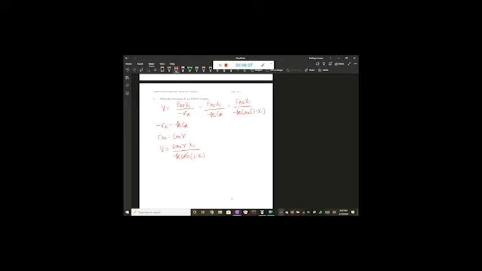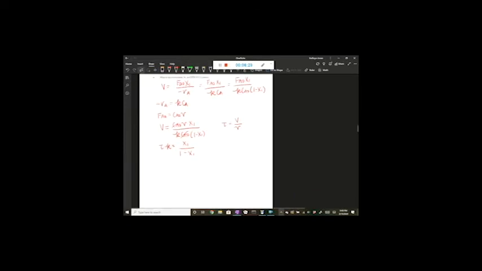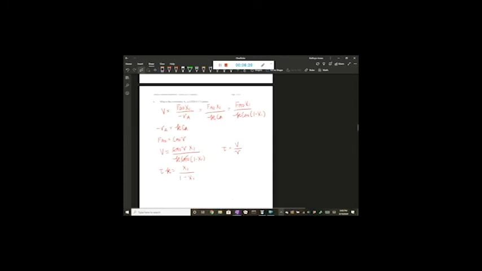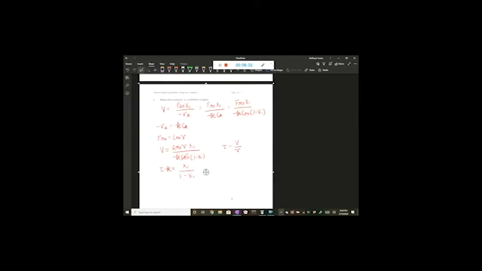Now since we are given the residence time, tau, we're going to want to plug in for that. So tau is going to be equal to volume divided by volumetric flow rate, and doing some fun little arranging, we get tau K is equal to x1 over 1 minus x1. Now, we need to solve for x1. I am going to make some assumptions that you guys can do some algebra.